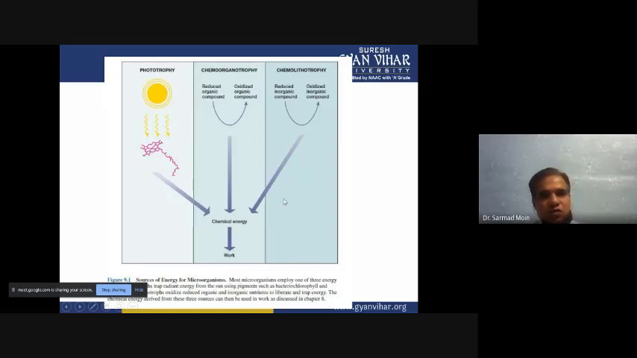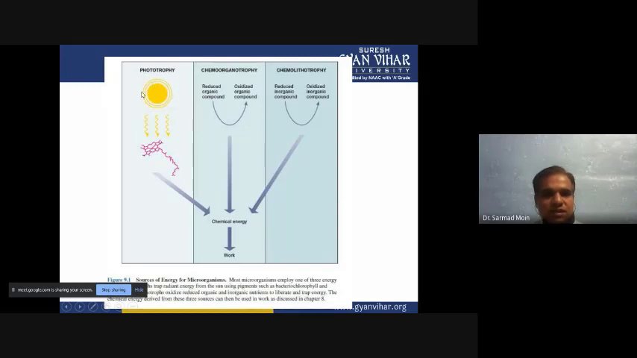Then chemolithotrophs are also there, and they utilize inorganic types of compounds. These inorganic compounds can be oxidized, and they will convert into simple inorganic compounds, and in between they will release energy. This energy can be stored in the cytoplasm, and whenever they require it they can do work, such as growth, development and reproduction. Okay, so there are three types of sources.